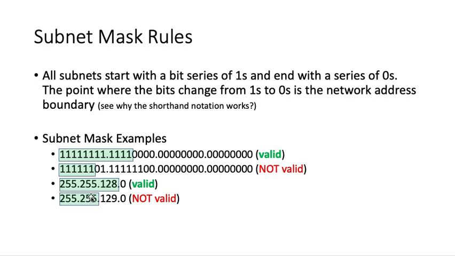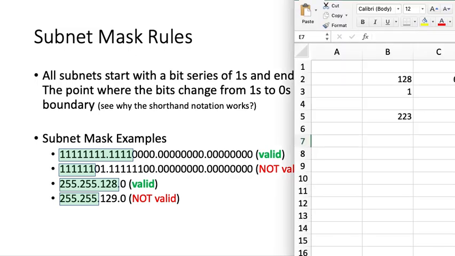But this last one right here, 129, you could only get that if you set the first bit and the last bit in that octet to 1, and that's not allowed. You would have a break. So let me show you what I mean here.